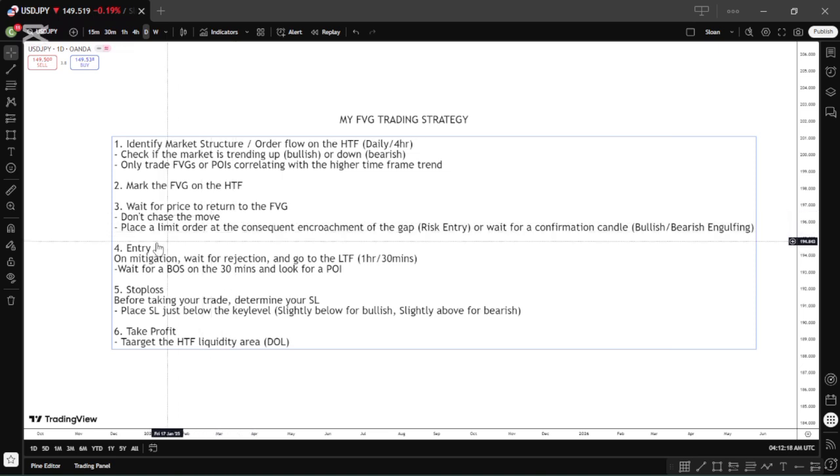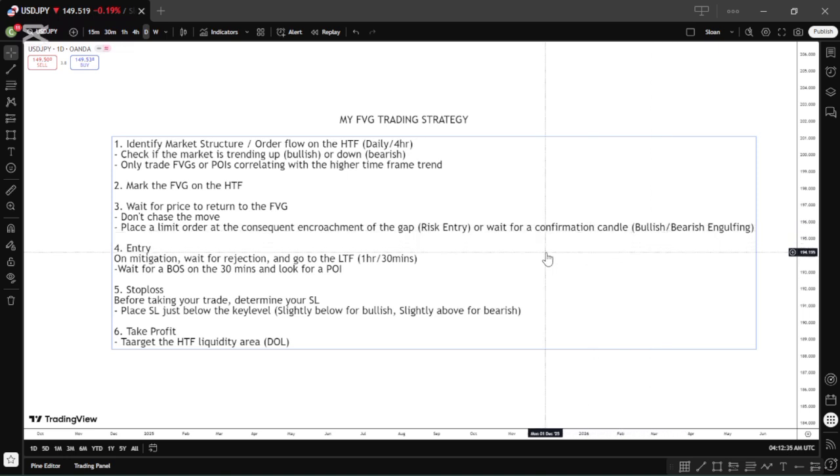Then the third is you place a limit order at the consequent encroachment of the gap. That's the 50% zone. I think we've spoken about this before. Or you wait for a confirmation candle, whether it's a bullish confirmation or a bearish confirmation. That's bullish or bearish engulfing.